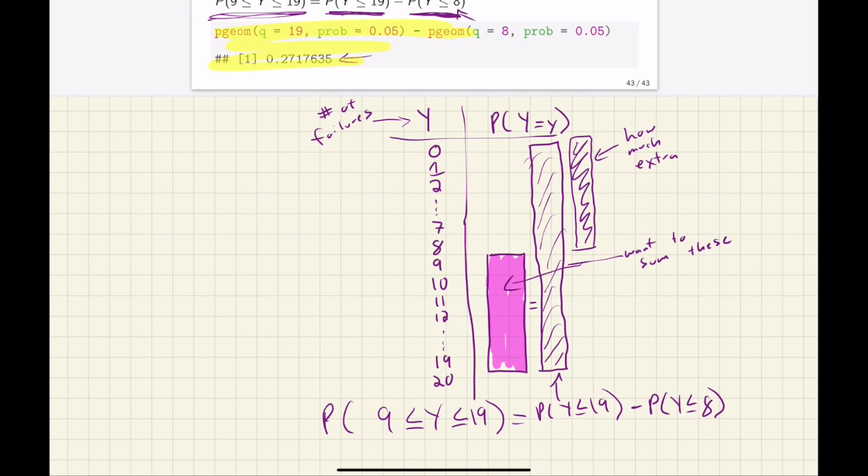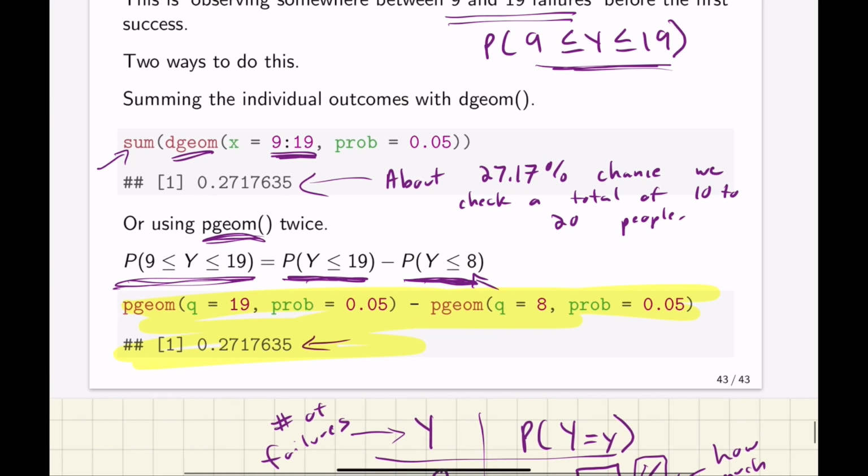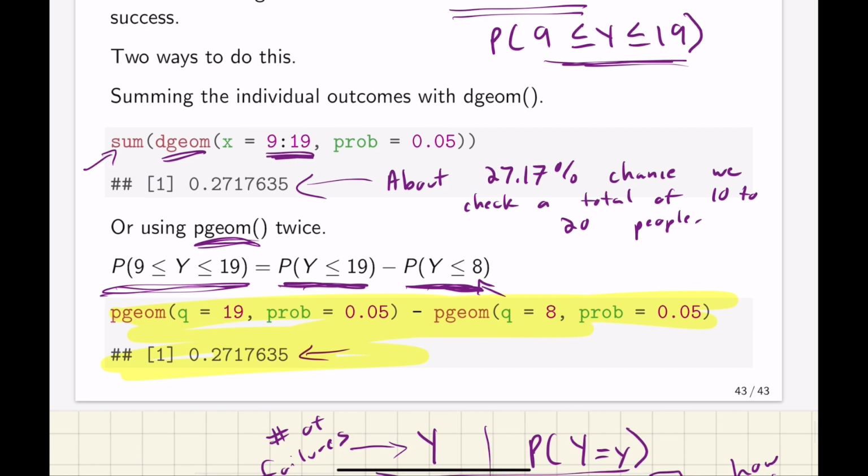We're doing that. And you might say that was a lot, and I kind of agree. It might be easier, honestly, to use the dgeom method, where you just say, I want all the values from 9 to 19 and add all those. Or you could do it both ways and see that they match.